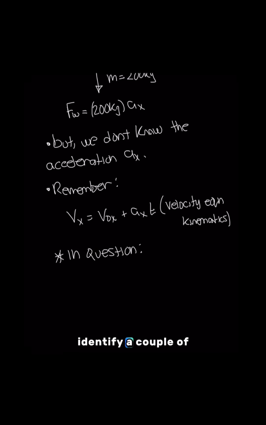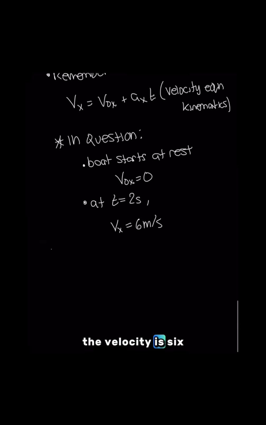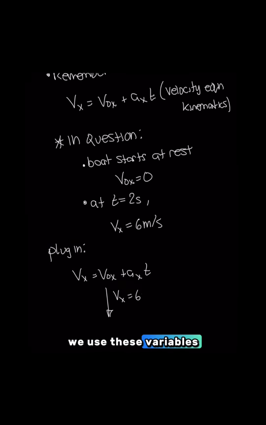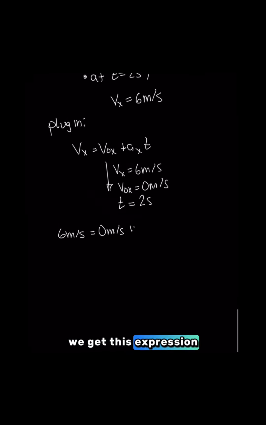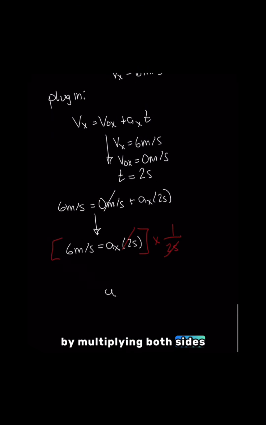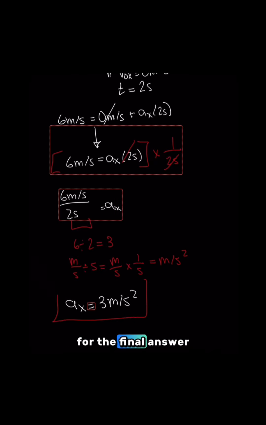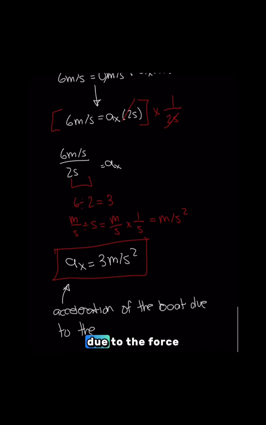We just have to identify a couple of variables here. So in the question, it says the boat starts at rest. So that means the initial velocity is equal to 0. And it also says that t equals 2 seconds. The velocity is 6 meters per second. We use these variables and we plug them in. We get this expression here. And then we can isolate for the acceleration by multiplying both sides by 1 over 2 seconds. Dividing out the units, we get this for the final answer. It's the acceleration of the boat due to the force of wind.